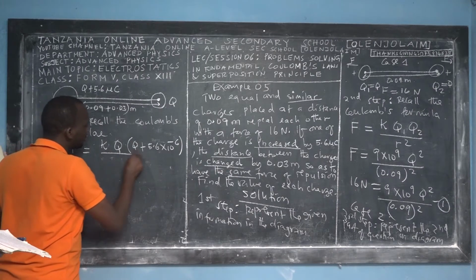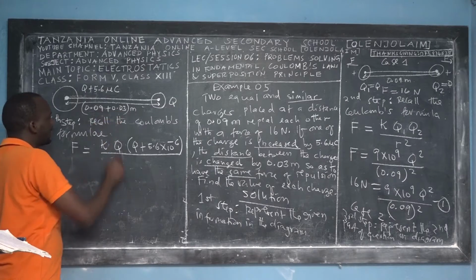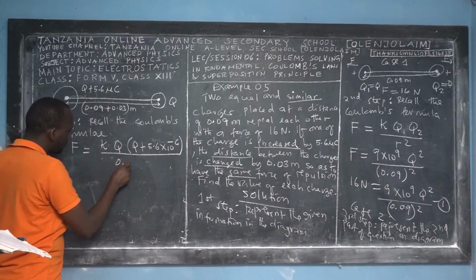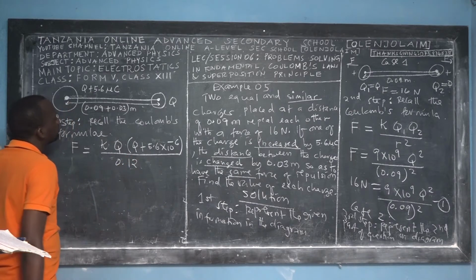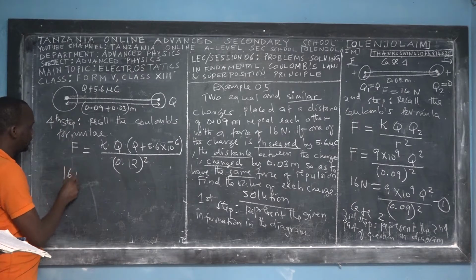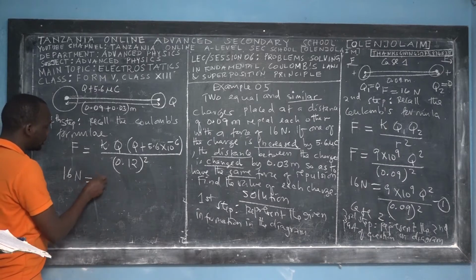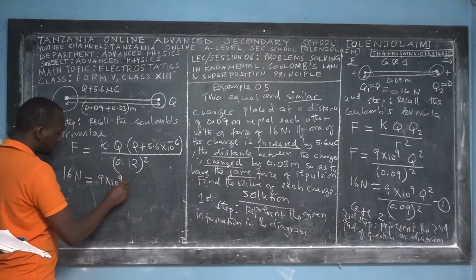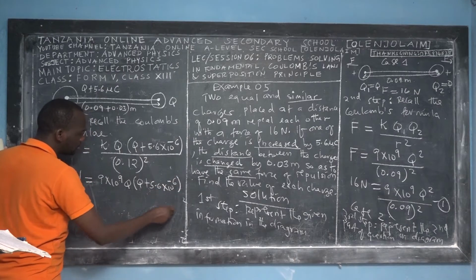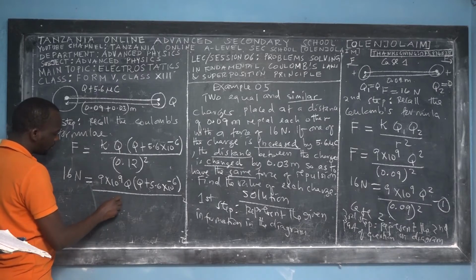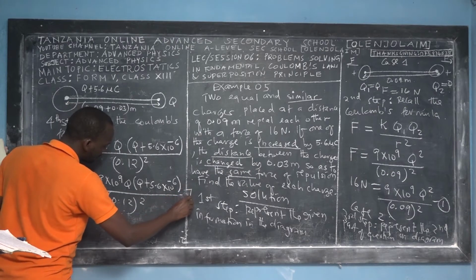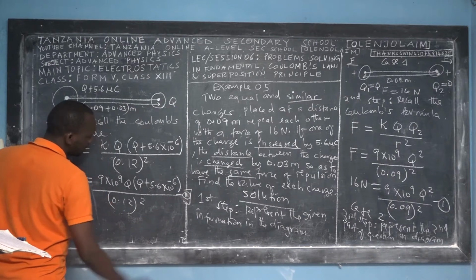Then we say divided by the distance. 0.09 plus 0.03: 9 plus 3 is 12, write 2, keep 1; 0 plus 0 is 0, plus 1 is 1. So the distance between them is 0.12 meter, and this will be squared. The force of repulsion is maintained the same. The proportionality constant is 9 times 10 to the 9, times the charge Q, times Q plus 5.6 times 10 to the negative 6 coulomb, divided by 0.12 squared. And this makes your second equation.